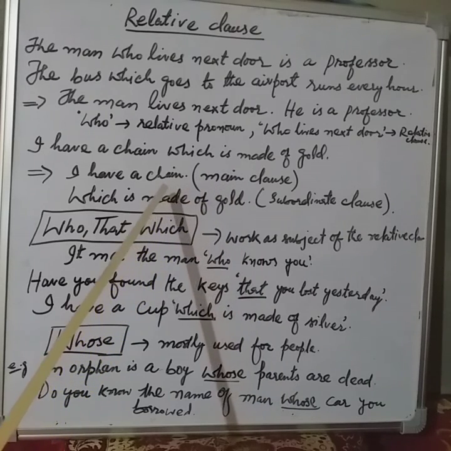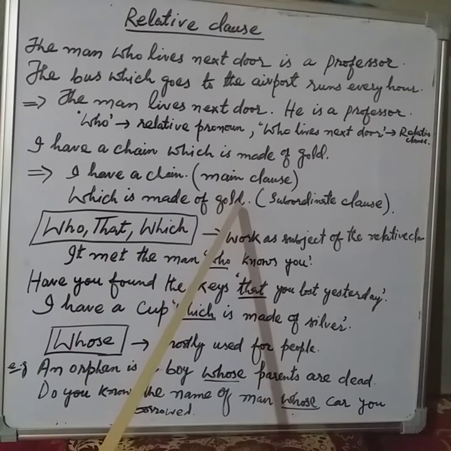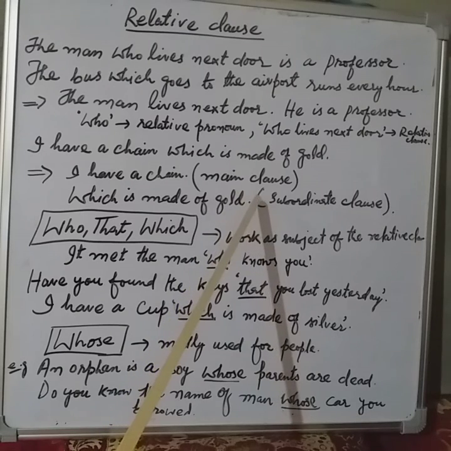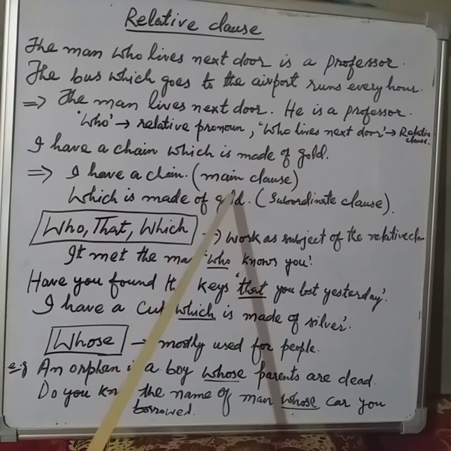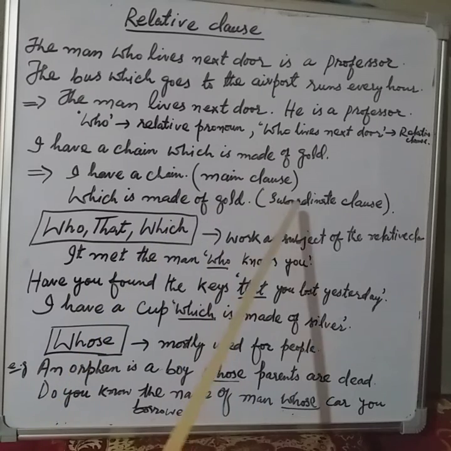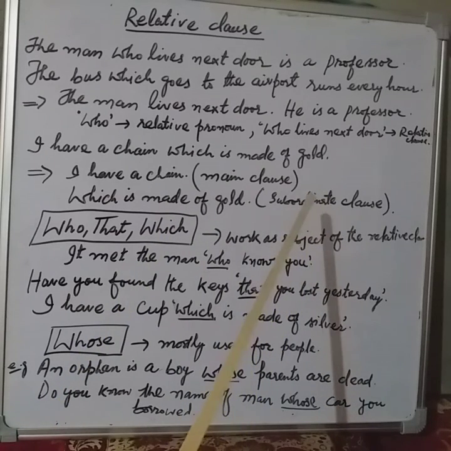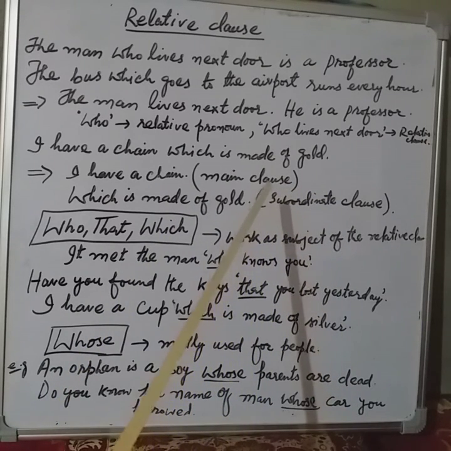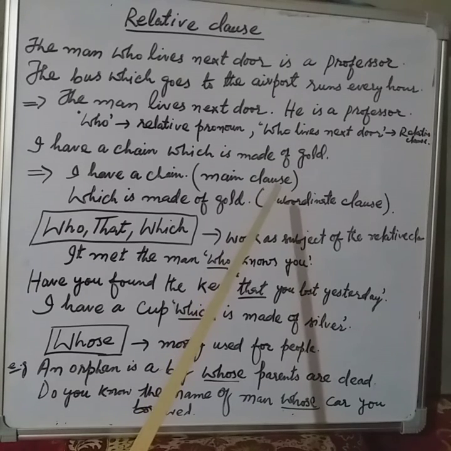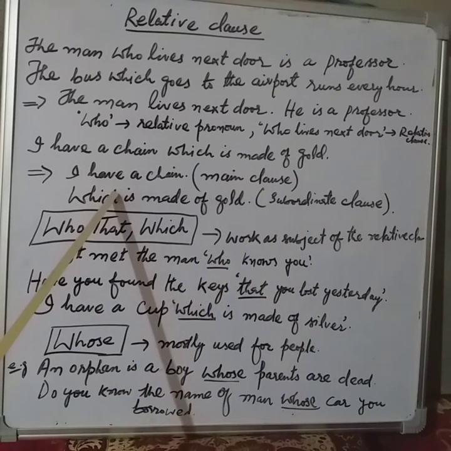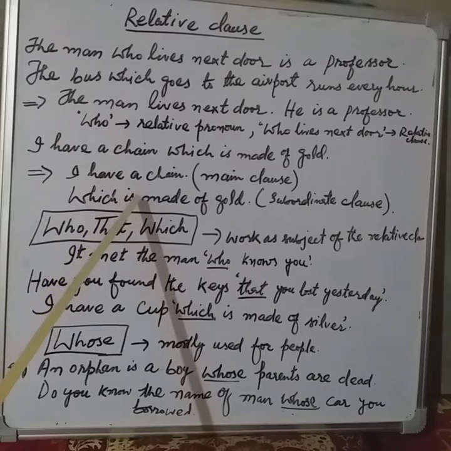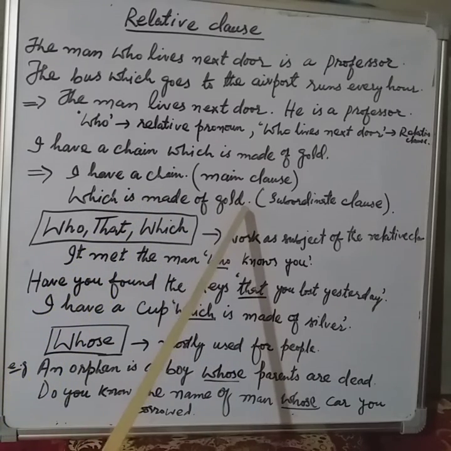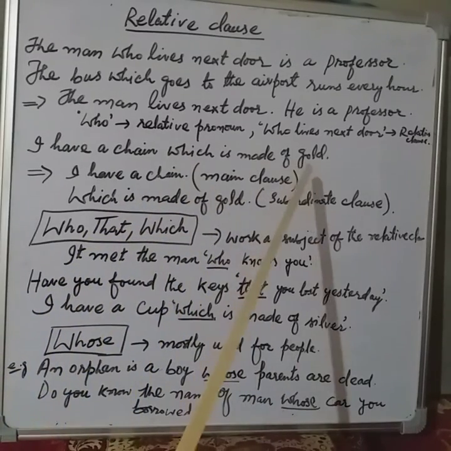Then, which is made of gold is also a clause, but its meaning depends upon the main clause. So this which is made of gold becomes a subordinate clause. As I have already told you, the relative clause is basically from subordinate clauses. So here which is a relative pronoun, but when we say which is made of gold, it becomes a relative clause.